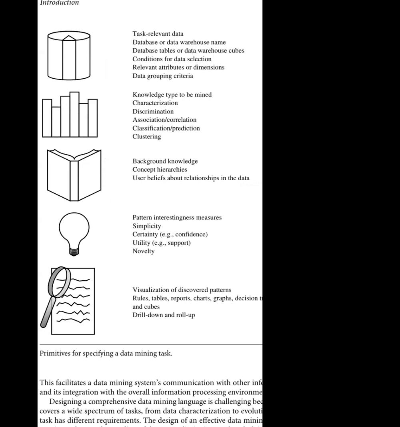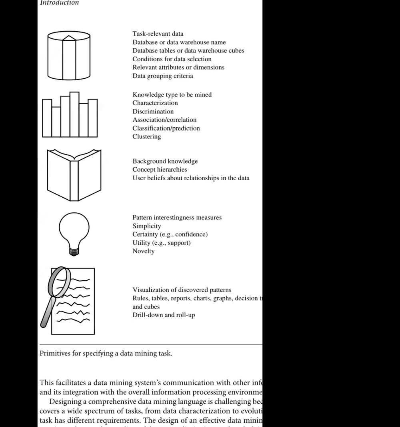And the next one is the pattern interestingness measures. That is simplicity, certainty, utility, and novelty. So based on that, we have to take more care on a particular concept. That is simply called pattern interestingness measures: simplicity, certainty, utility, and novelty.